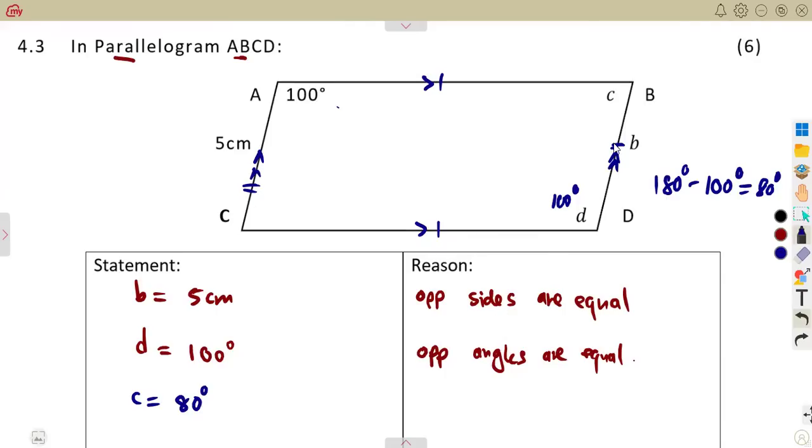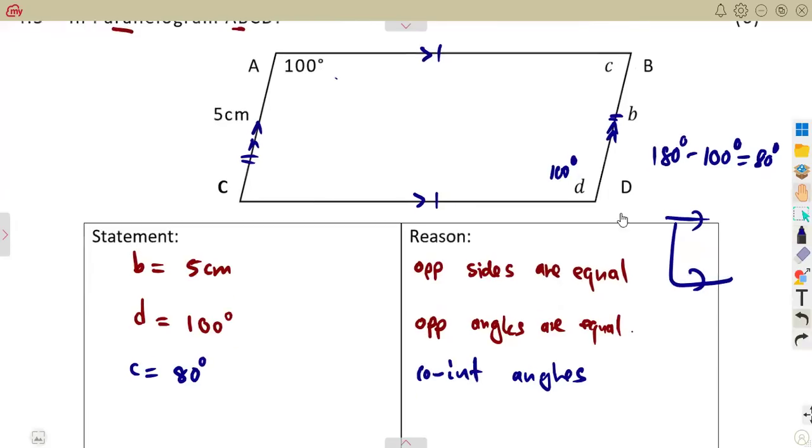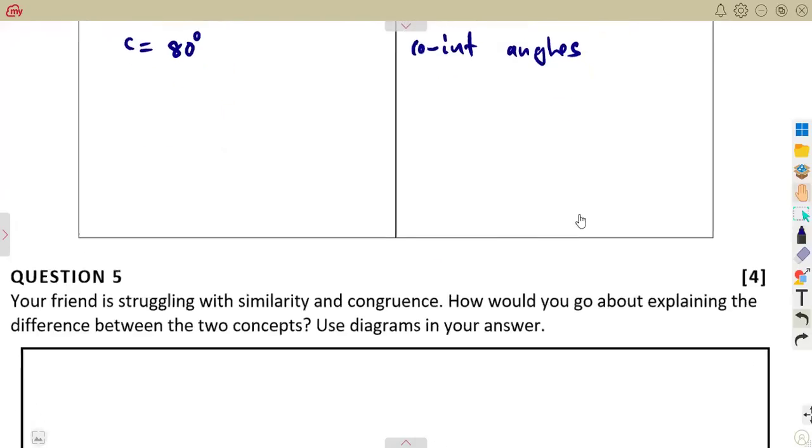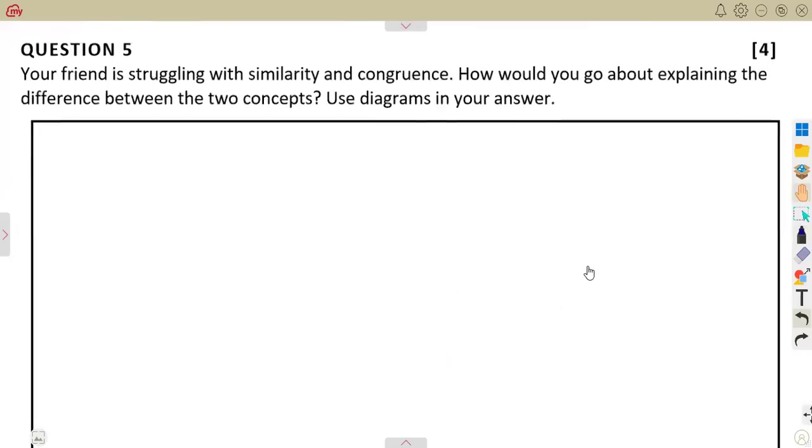So we are talking of co-interior angles. Co-interior angles add up to 180 degrees. Is it from this 100? Is it from the other 100, where we form a C? So once we're dealing with the shape, there are properties there that you're supposed to work with.